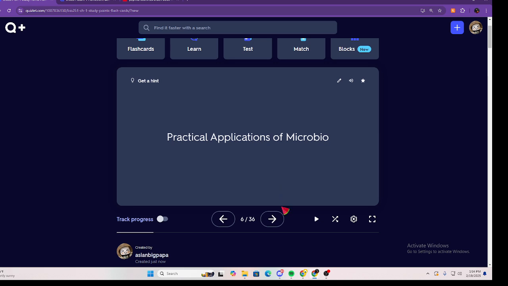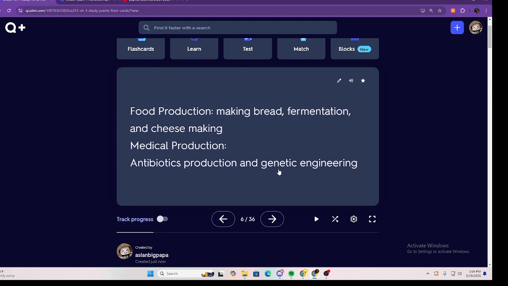Practical applications of microbiome. Some practical uses are food production. Saccharomyces is baker's yeast, which is used to make bread. Fermentation: think about taking a cucumber and fermenting it into a pickle, and cheese making. Medical production: a lot of antibiotics are made from bacteria and are used to fight against other bacteria.